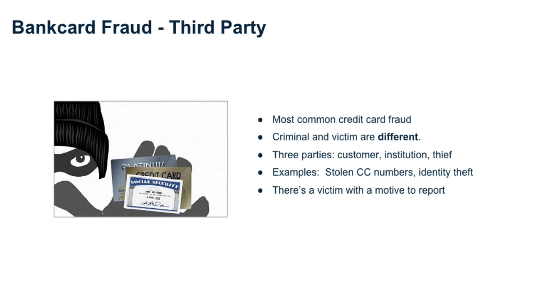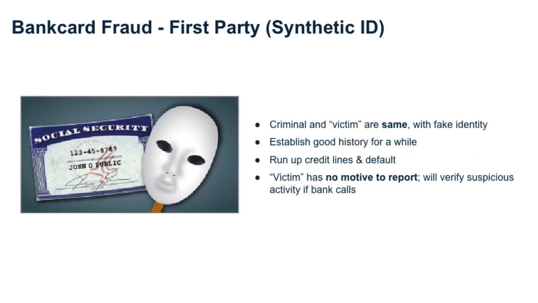The last part is important. With this type of fraud, there's a victim who can spot and report the fraud. Most third-party fraud is caught this way. The other type of fraud is first-party fraud. It's called first-party because the perpetrator and the victim are the same. This is important because it means there's no one with a motivation to report the crime.